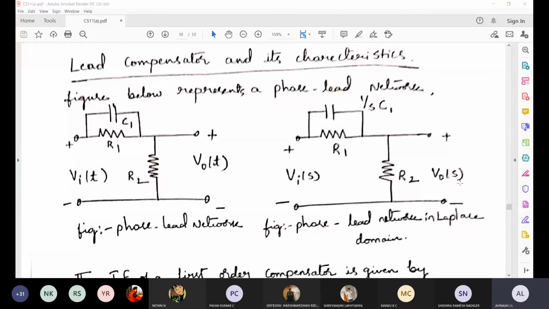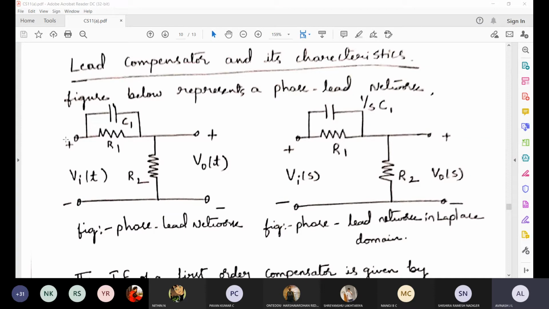I can see this in the diagram. There are two networks: one is in the time domain, and one is in the Laplace domain. Vi of t is the input and V naught of t is the output. In the Laplace domain, it is Vi of s and V naught of s. Here R1, C1, R2, and C1 is represented as 1 by s C1 in the Laplace domain.